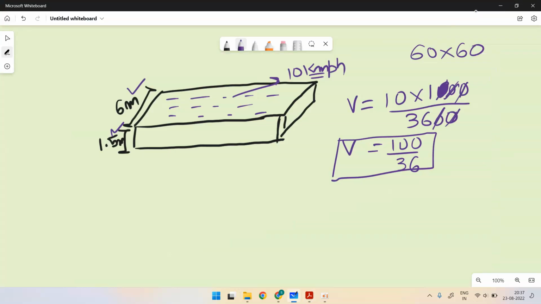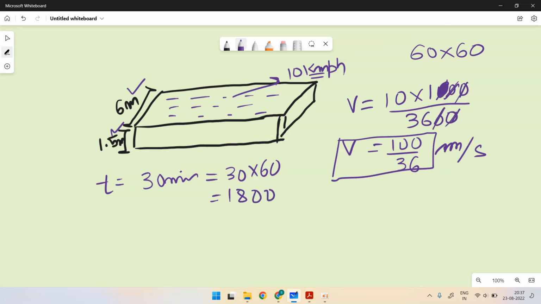See, this is the canal. So in 30 minutes, since this is in meter per second, time 30 minutes equal to 30 into 60 is nothing, 1800 seconds. So how much water, volume of water, will be flowing here?